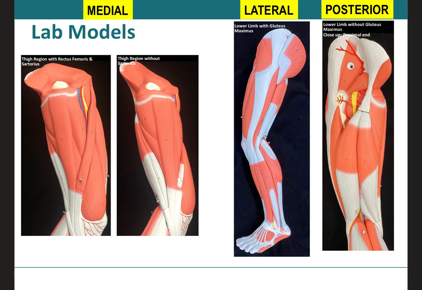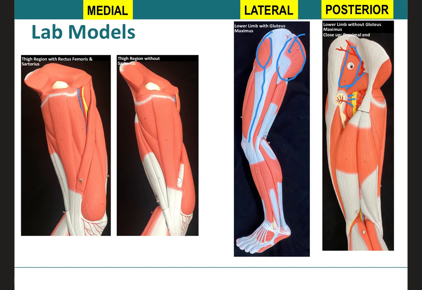Here we have the gluteus maximus. Underneath the gluteus maximus, if we remove this, we can see the gluteus medius right over here. This is your piriformis. The one on top is the superior gemellus, the one in the middle is the obturator internus, and the one down here is the inferior gemellus. Then this would be your tensor fasciae latae that is continuous with your iliotibial tract.